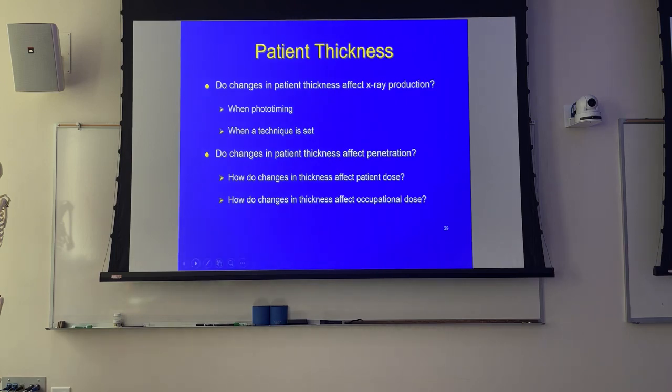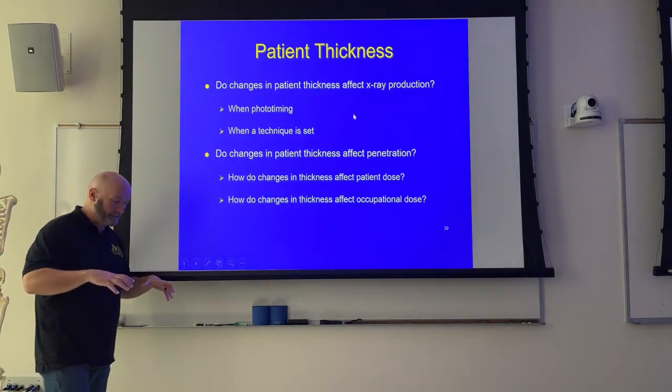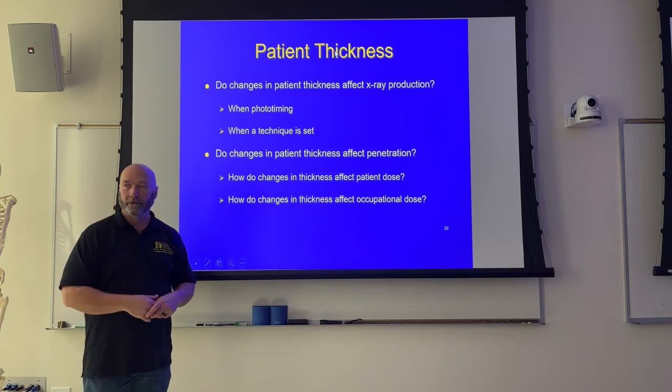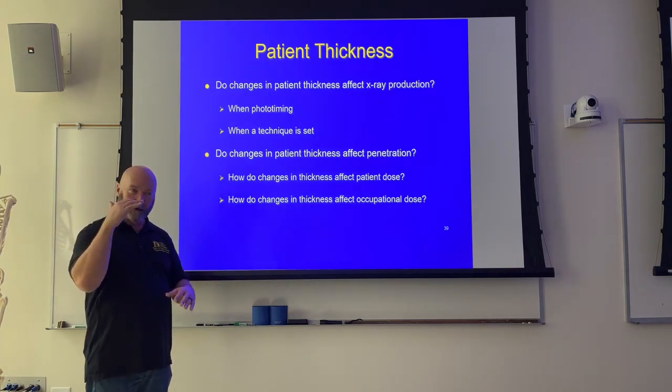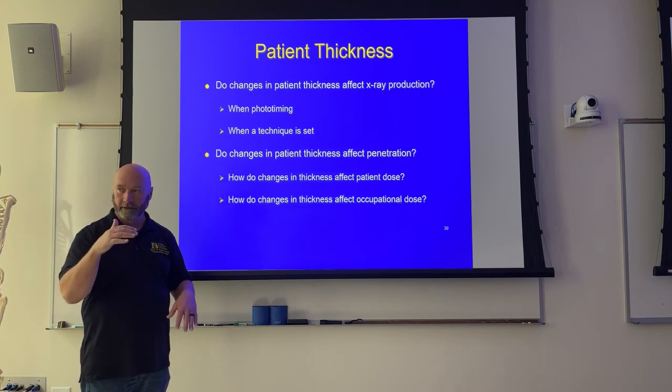So, do changes in thickness affect occupational dose? Well, where does your dose come from? Scatter radiation, Compton wide angle scatter radiation. So potentially, let's say you're doing an LP or myelogram on an asthenic patient versus a hypersthenic patient. A hypersthenic patient is going to create more scatter radiation.